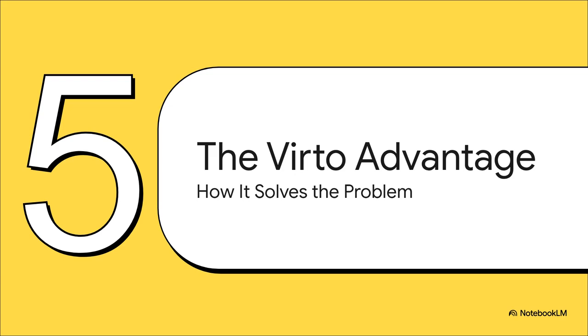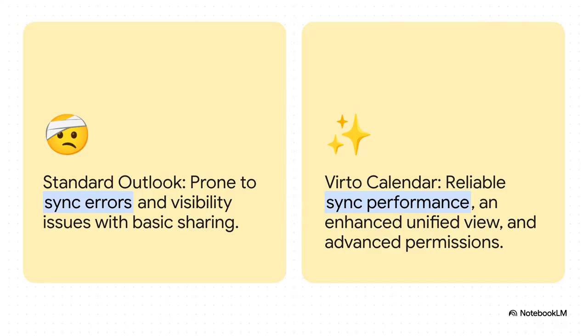Because this isn't just another workaround, okay? This is a fundamental upgrade to the way your team can manage its schedules. And when you put them side by side, the difference is, well, it's night and day. Standard Outlook, prone to sync errors. Virto, you get reliable performance. Outlook has really basic sharing, while Virto gives you advanced permissions management. It's a huge step up in pretty much every category that normally causes all that frustration.